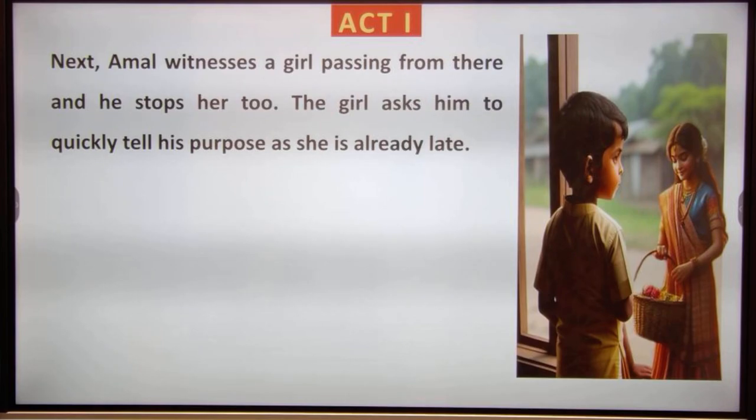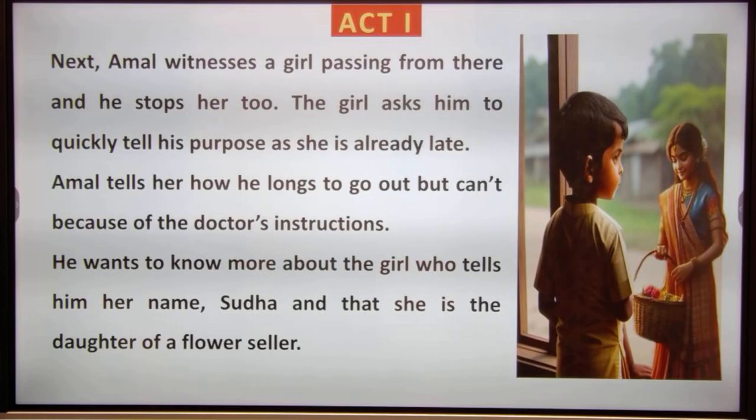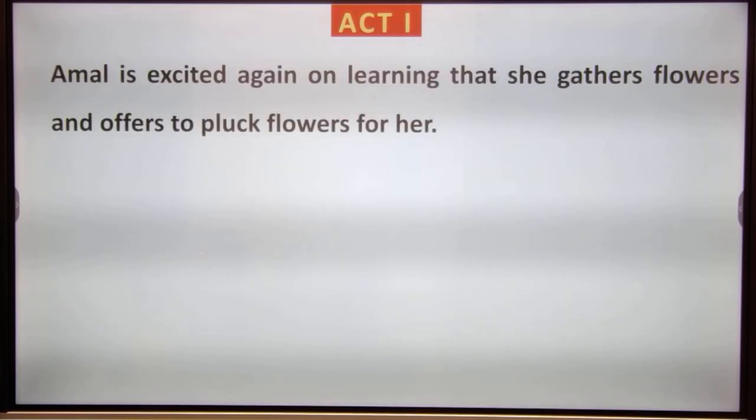The girl asks him to quickly tell his purpose as she is already late. Actually, the girl is a flower gatherer. Amal tells her how he also longs to go out but can't because the doctor has instructed so. He wants to know more about the girl, who tells him her name, Sudha, and that she is the daughter of a flower seller. Amal is excited again on learning that she gathers flowers in the morning and he offers to pluck flowers for her from higher branches.